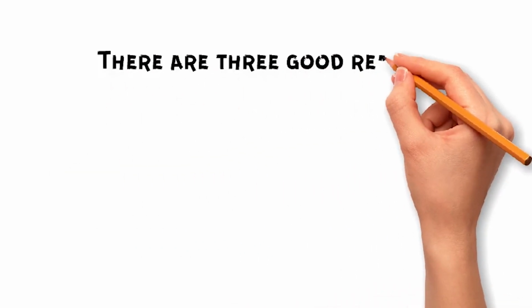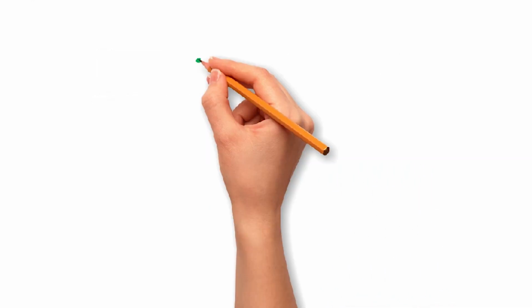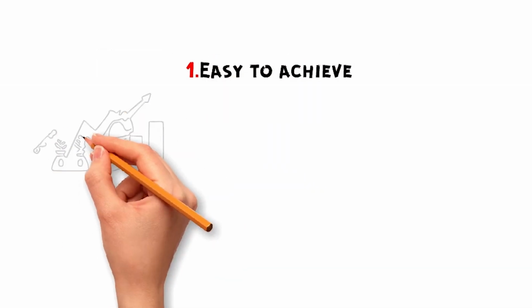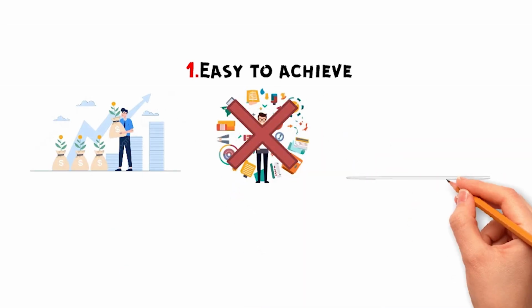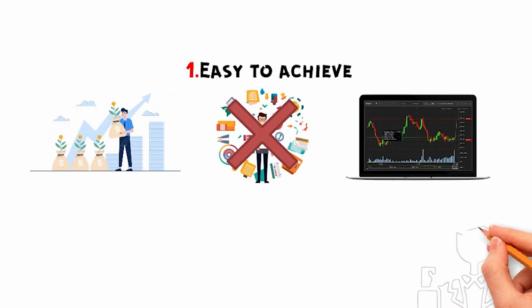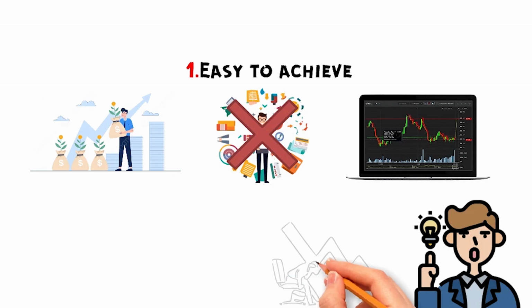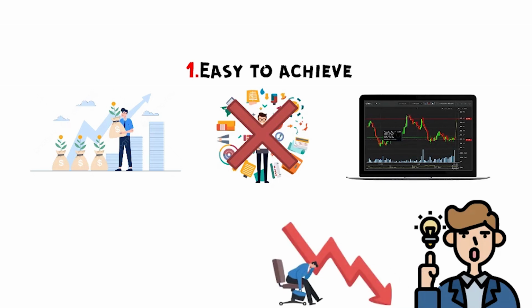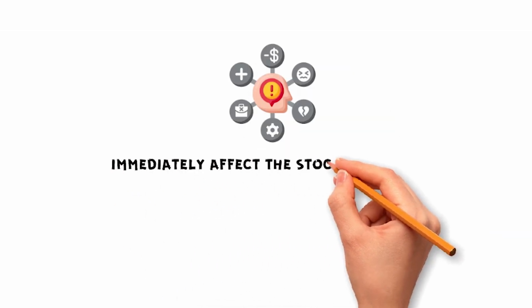There are 3 good reasons why dollar-cost averaging works well for most people. Number 1, it is easy to achieve. Constantly investing in a stock or fund does not require any financial knowledge. Other methods like day trading and options all require knowing different concepts to execute. Even if you understand them, you are still likely to lose money. The stock market is not rocket science. There are so many factors that can immediately affect the stock price movement.